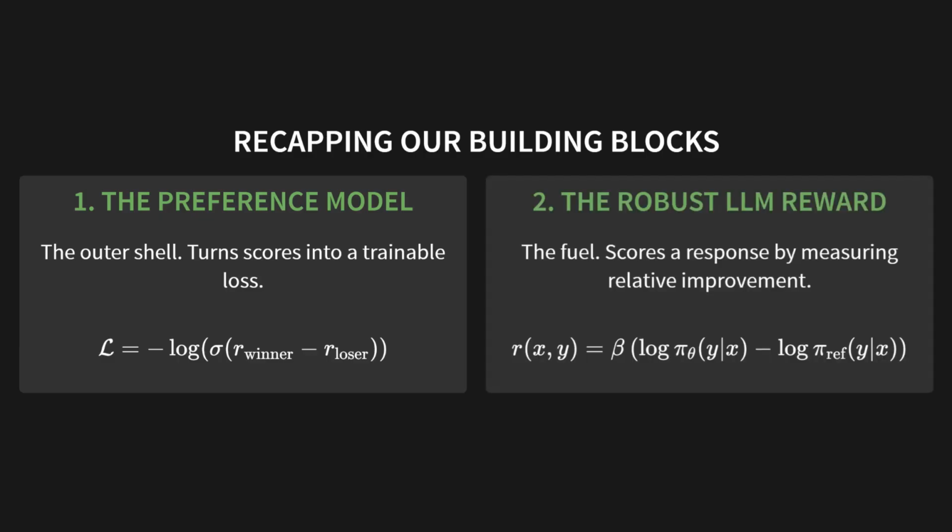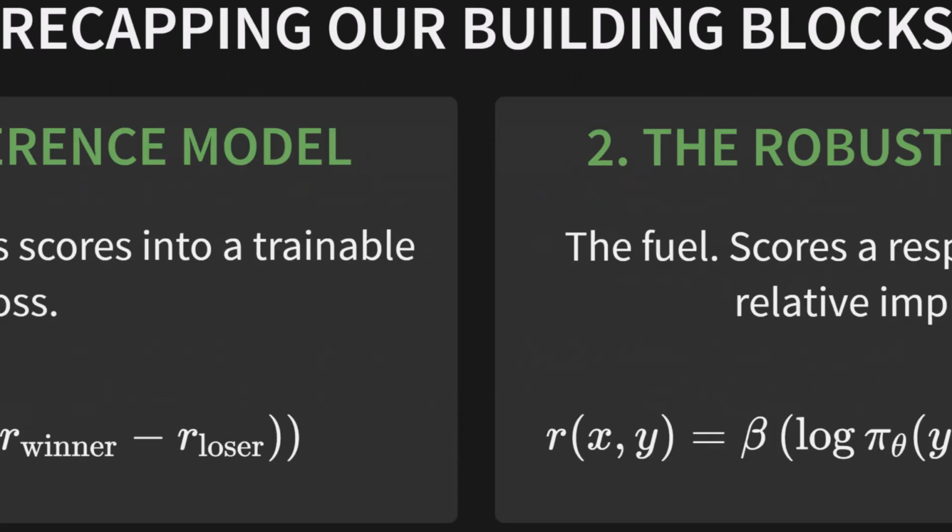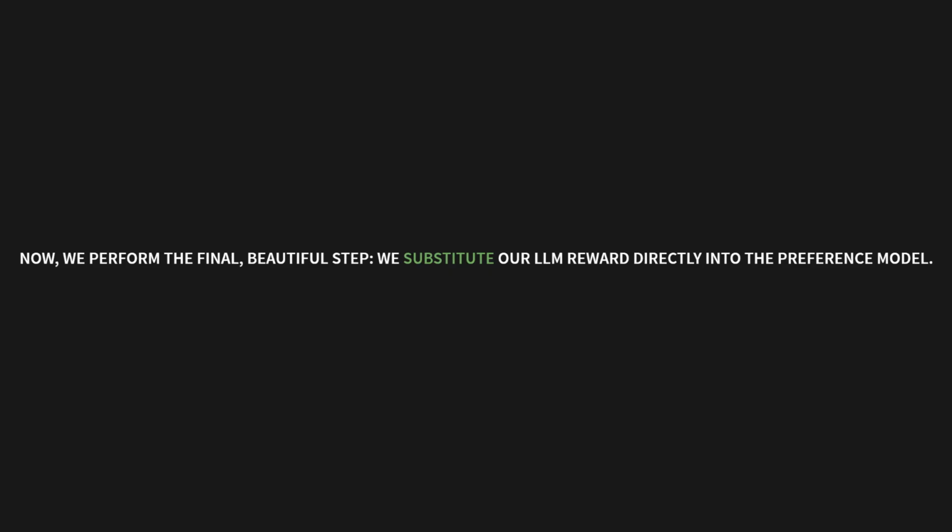Second, we have the robust LLM reward. This is the fuel for our engine. It scores a response by measuring its relative improvement. The reward R of x, y equals beta times the log probability from our policy model, minus the log probability from our reference model. Now we perform the final beautiful step. We substitute our LLM reward directly into the preference model.